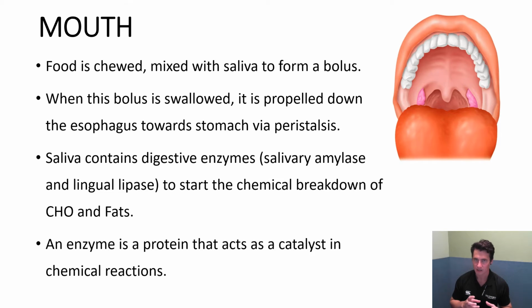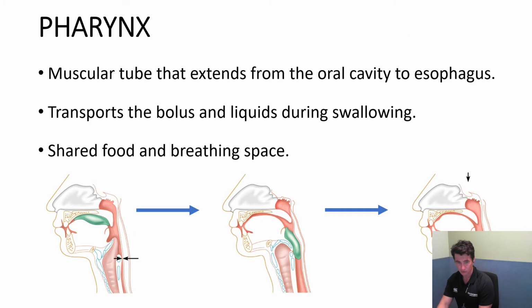It stays the same. Your pharynx is a muscular tube that extends from the oral cavity, or your mouth, to your esophagus, so it's in between those spaces. It transports the bolus and liquids during swallowing. It's a shared food and breathing space, meaning when you breathe in and when you swallow food, both of those gases and the swallowed substances pass through your pharynx. So here you can see in this diagram, the green represents the bolus, and it is being swallowed and is moving through the shared pharynx.